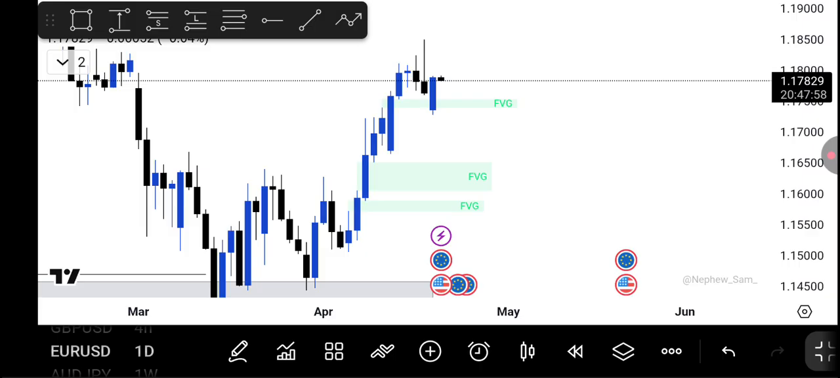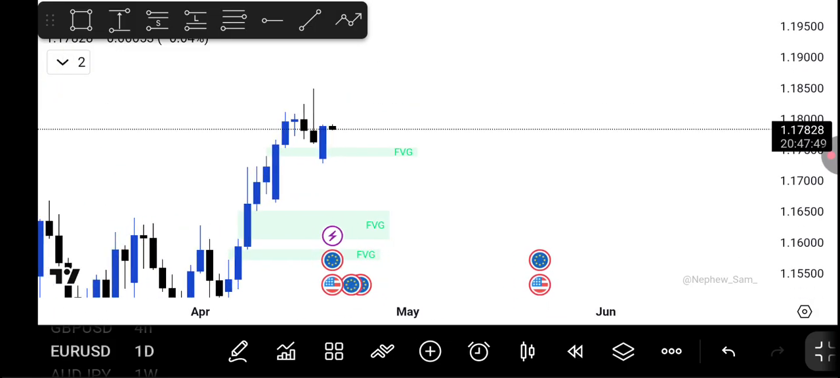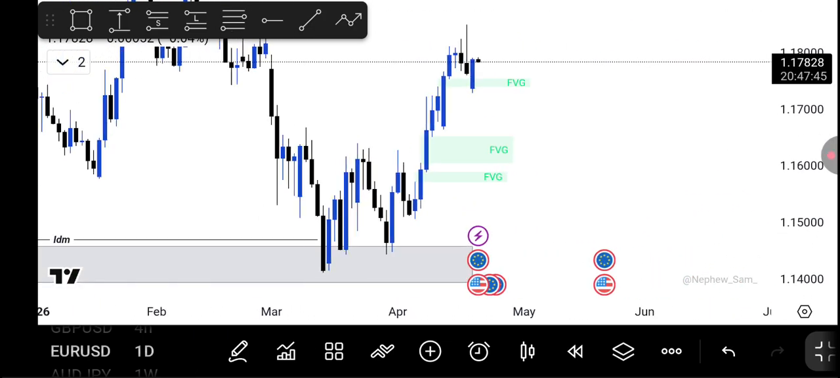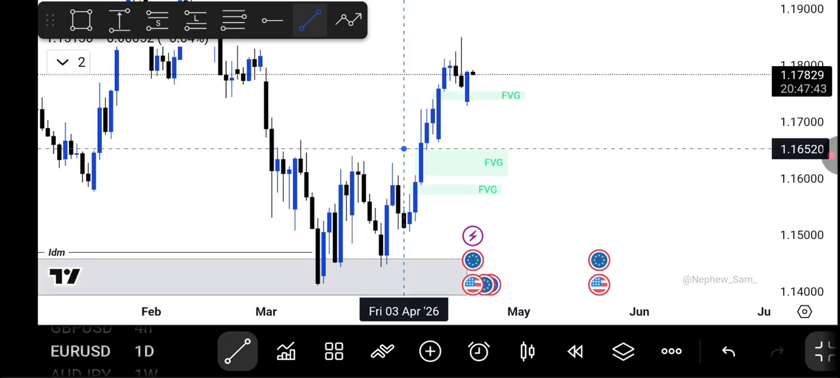Before EURUSD is going to do anything else, we are expecting a buy. Okay. Now let's analyze the internal structure.